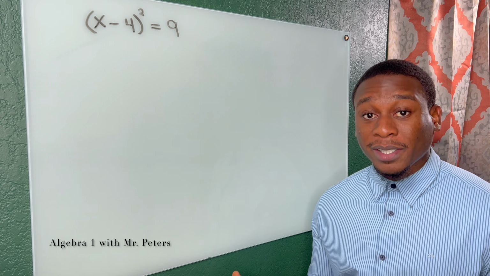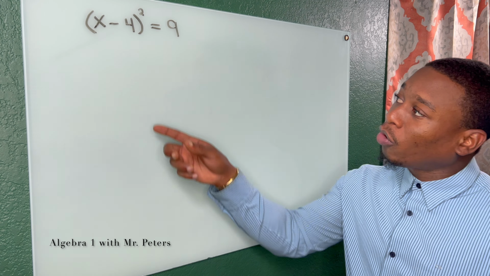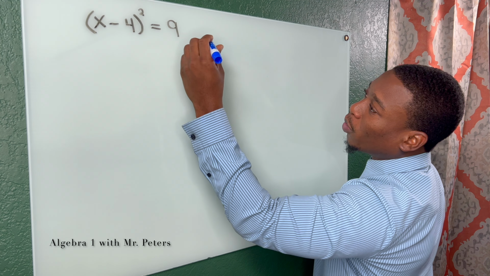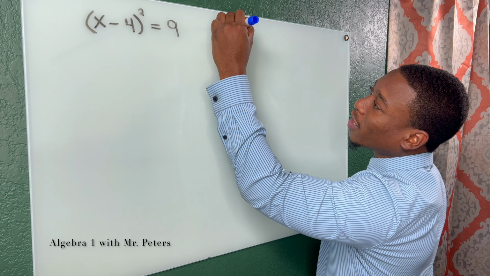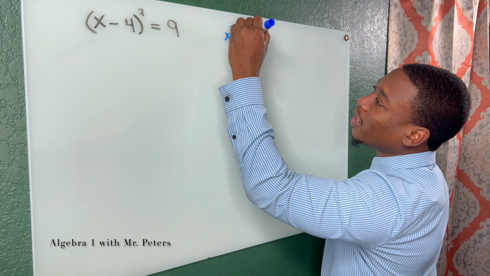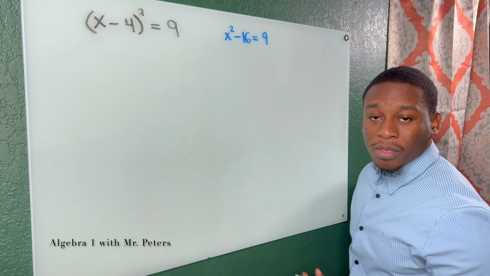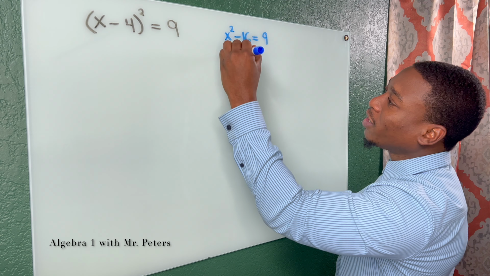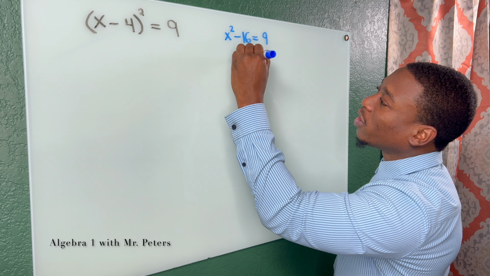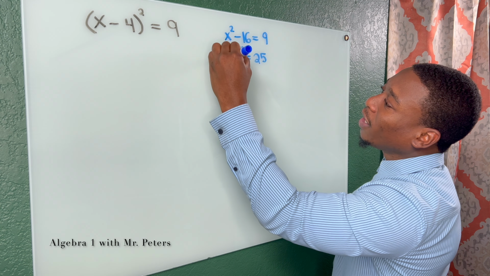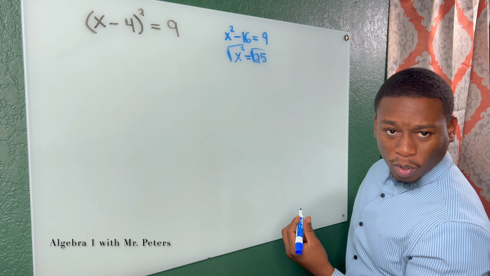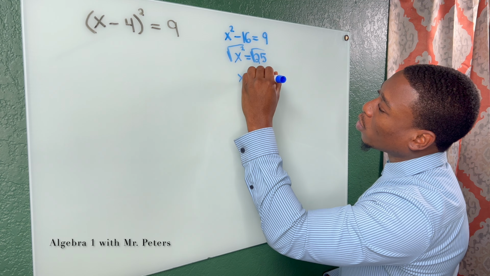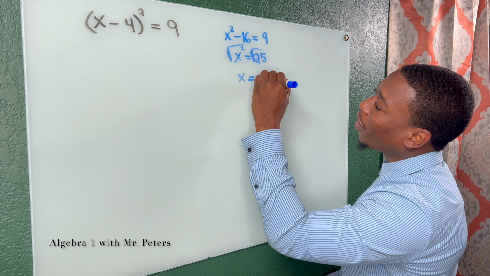The biggest mistake I see students make, guys, is incorrectly squaring the binomial. So they'll apply this exponent, and what they get is x squared minus 16 is equal to 9. Then they start solving like a regular equation, right? We add 16 on both sides. We have x squared is equal to 25. We take the square root of both sides to get rid of that exponent. And now we'll get x is equal to positive or negative 5.